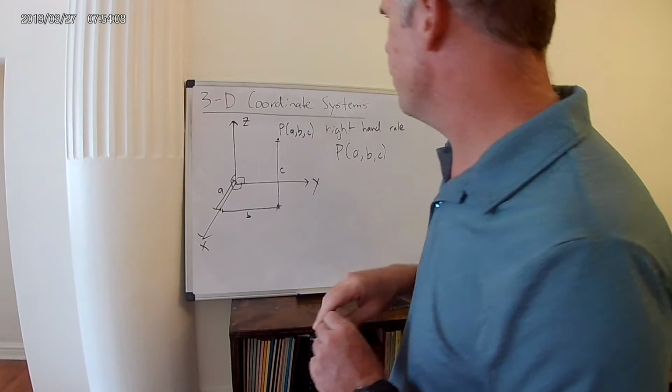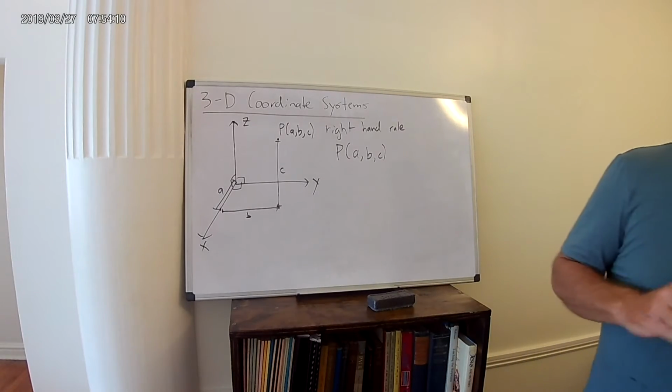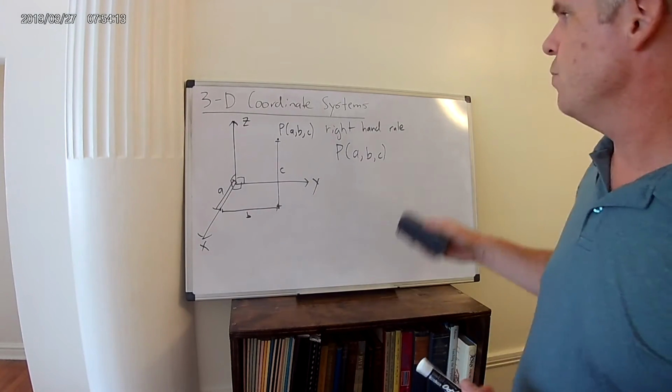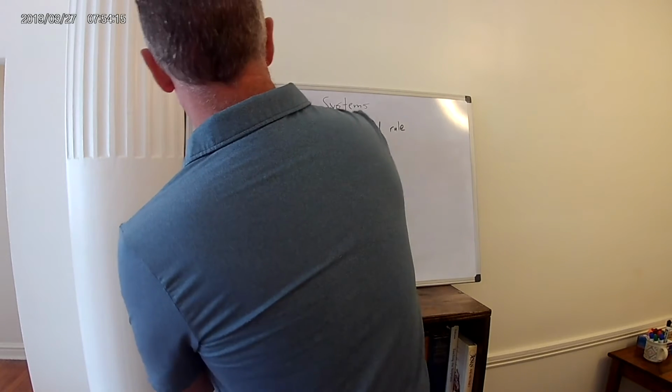Okay, that's an introduction to 3D coordinate systems. What I want to do now is consider some surfaces we might encounter in 3D coordinate systems.